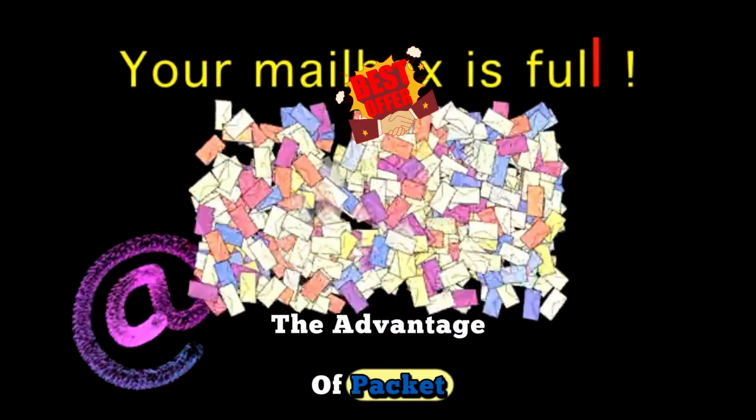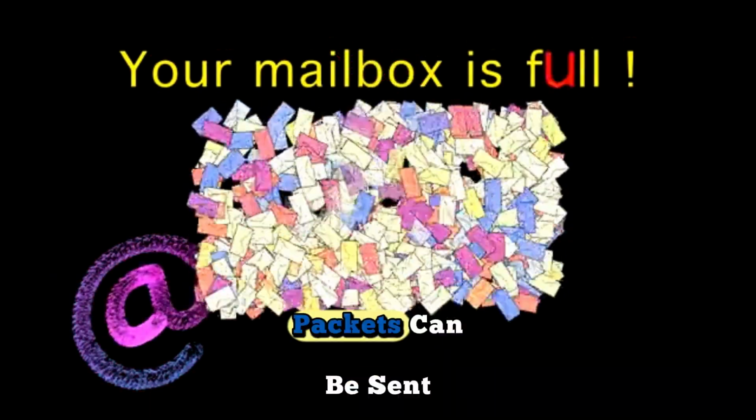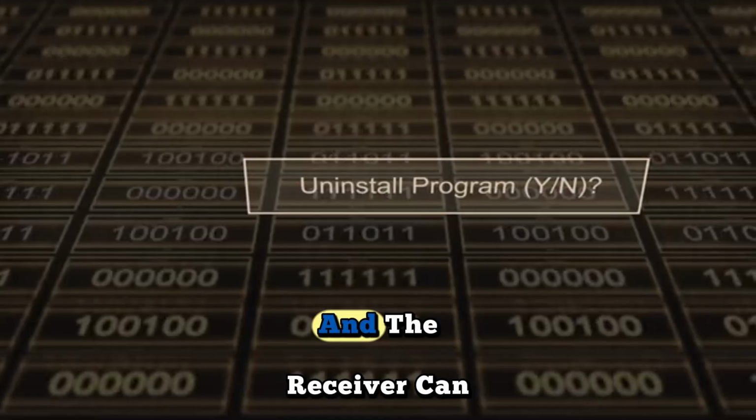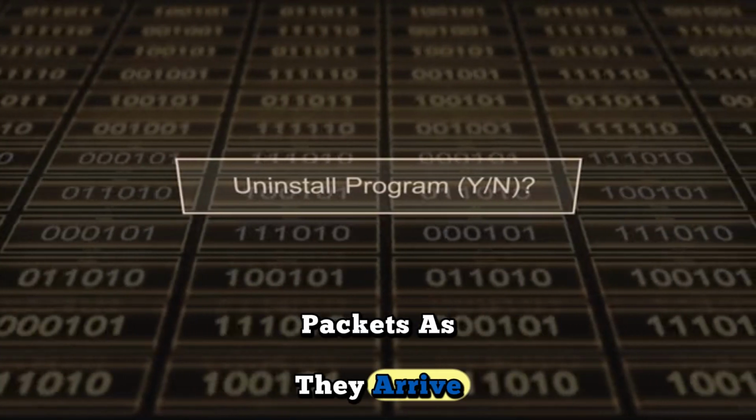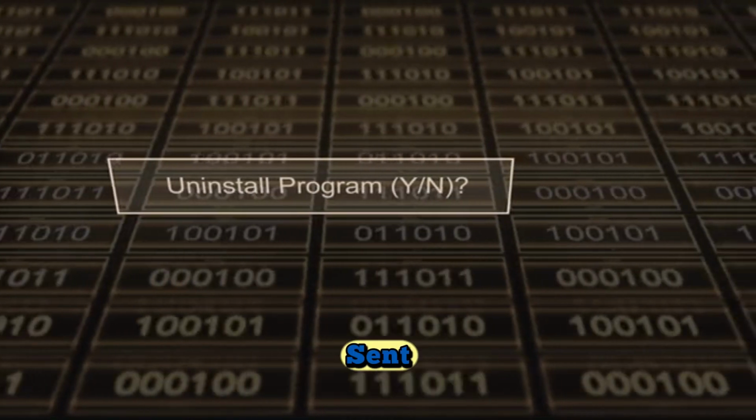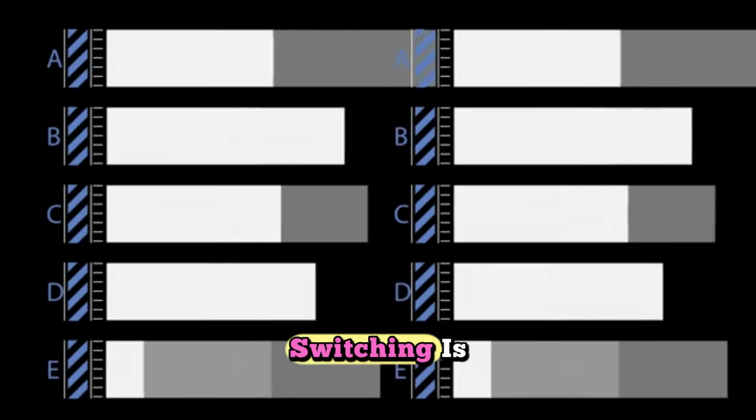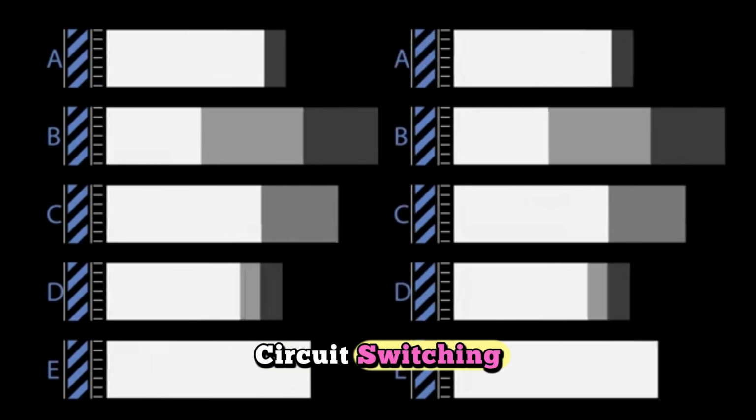The advantage of packet switching is that it is efficient. Packets can be sent and received concurrently, and the receiver can process the packets as they arrive without waiting for the entire message to be sent. The disadvantage of packet switching is that it is less reliable than circuit switching. Packets can get lost or arrive out of order, and the receiver must handle these errors.